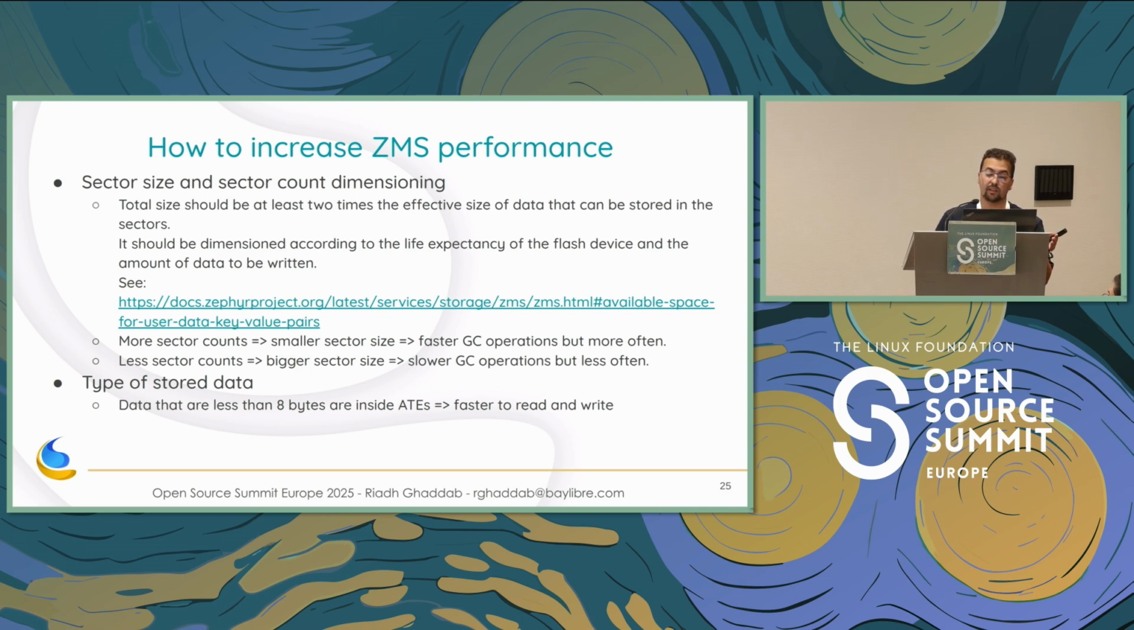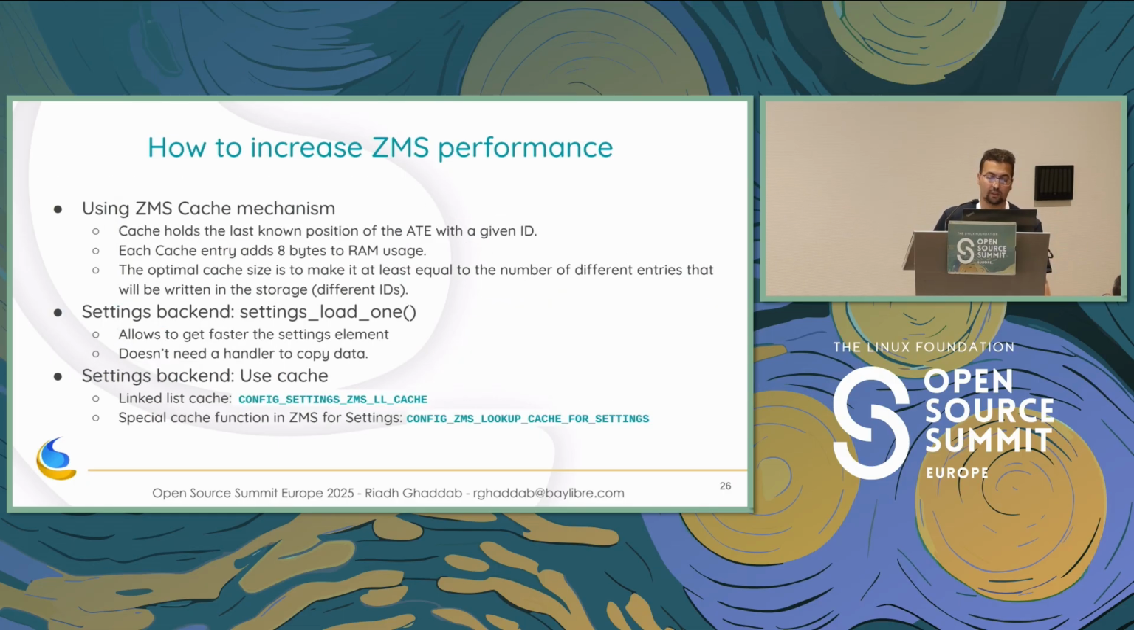Also, if you have a small data size, it's faster, because like I said, it only needs one write operation instead of two. That's important to understand. We also have a cache mechanism in ZMS. The way to dimension the cache is very important, because it depends on how much RAM you are going to use. Each entry adds 8 bytes. Of course, the optimal cache size is to have as many cache entries as there is data that is going to be written.